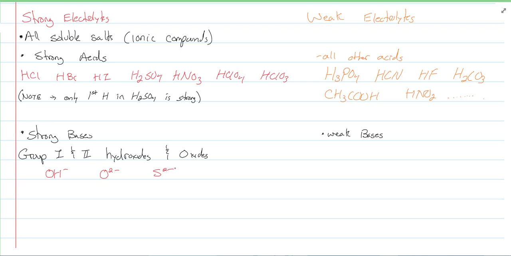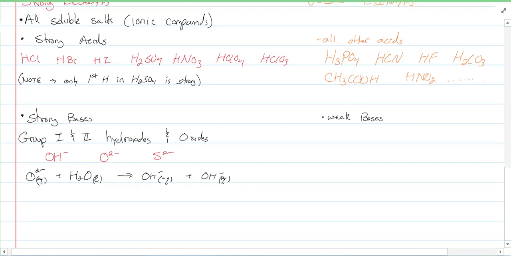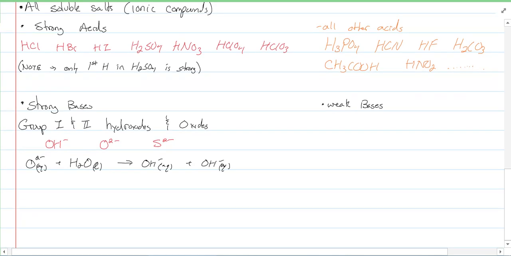The reason oxide is strong is that O2 minus plus H2O liquid goes to basically OH minus and OH minus, or two OH minus. So that's why it's a strong base. That's why calcium oxide and calcium hydroxide basically are the same thing to us. Sulfides, very similar.